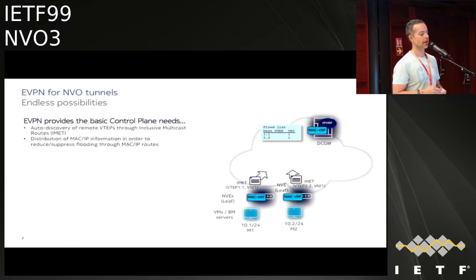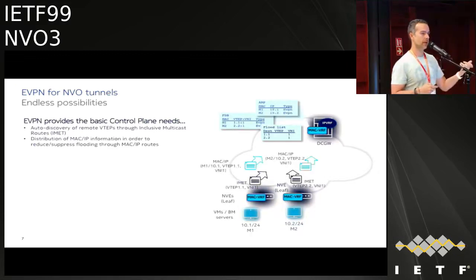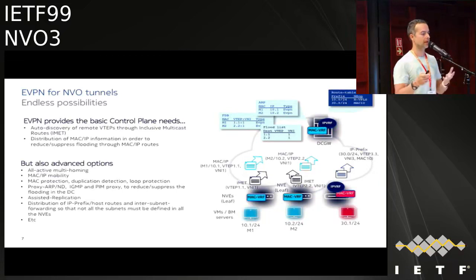But not only that, when the 2 leaves learn the MAC and IP addresses of the VMs, they can advertise MAC/IP routes with that information along with the associated VTEP and VNI. So the remote node is going to add that information to the forwarding database and also to the ARP table, etc. You can also do advanced things with EVPN, like inter-subnet forwarding. So if the same tenant has a different subnet, a red subnet, which is not defined in all the NVEs, you can use EVPN with a special route type to advertise prefixes, right? And to install those prefixes in an IP routing table. And you have other things that you can do with EVPN. You have some examples here in the slide.